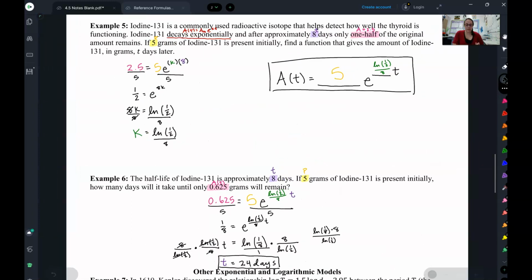So that is all we're going to say about our continuous exponential growth and decay model. In the next video, we're going to move on to some logarithm story problems.